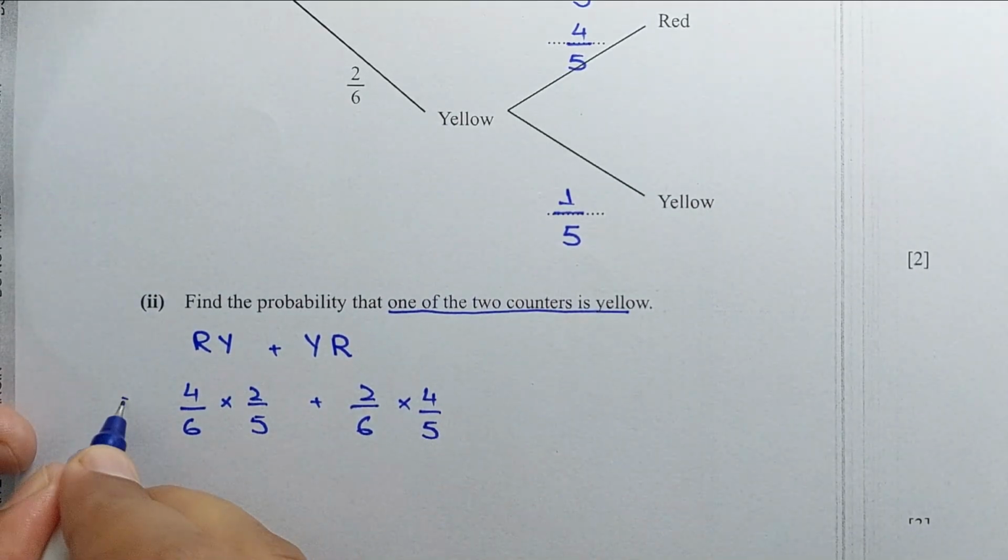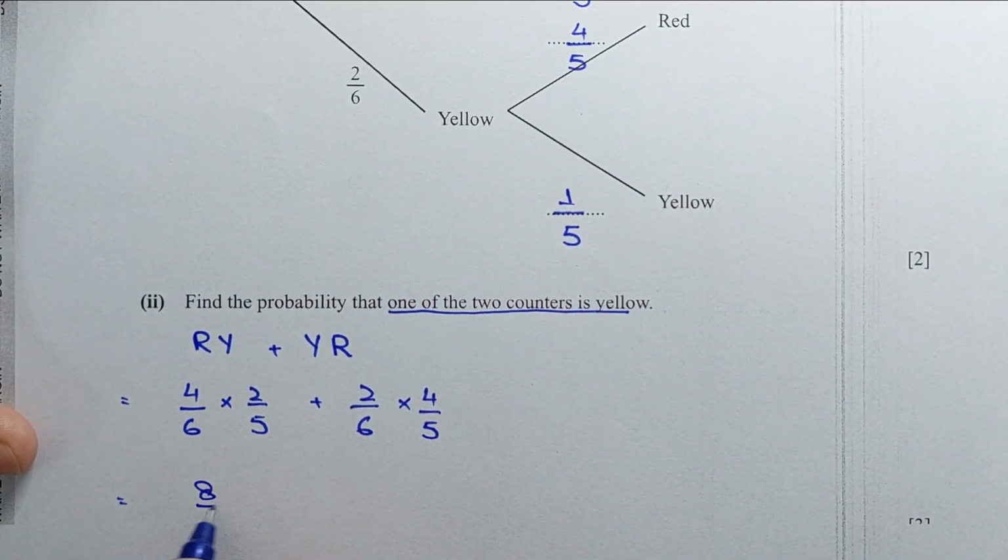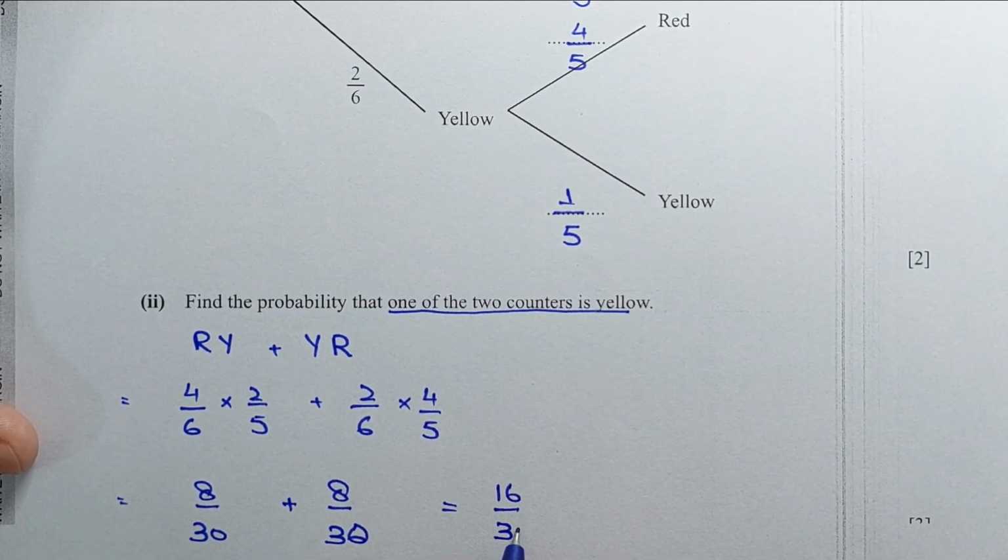Okay, we need to simplify. 4 times 2 is 8, 6 times 5 is 30. 2 times 4 is 8 and 6 times 5 is 30. 8 plus 8 is 16, so it's 30. 16 over 30. That is the probability that one of the counters is yellow.